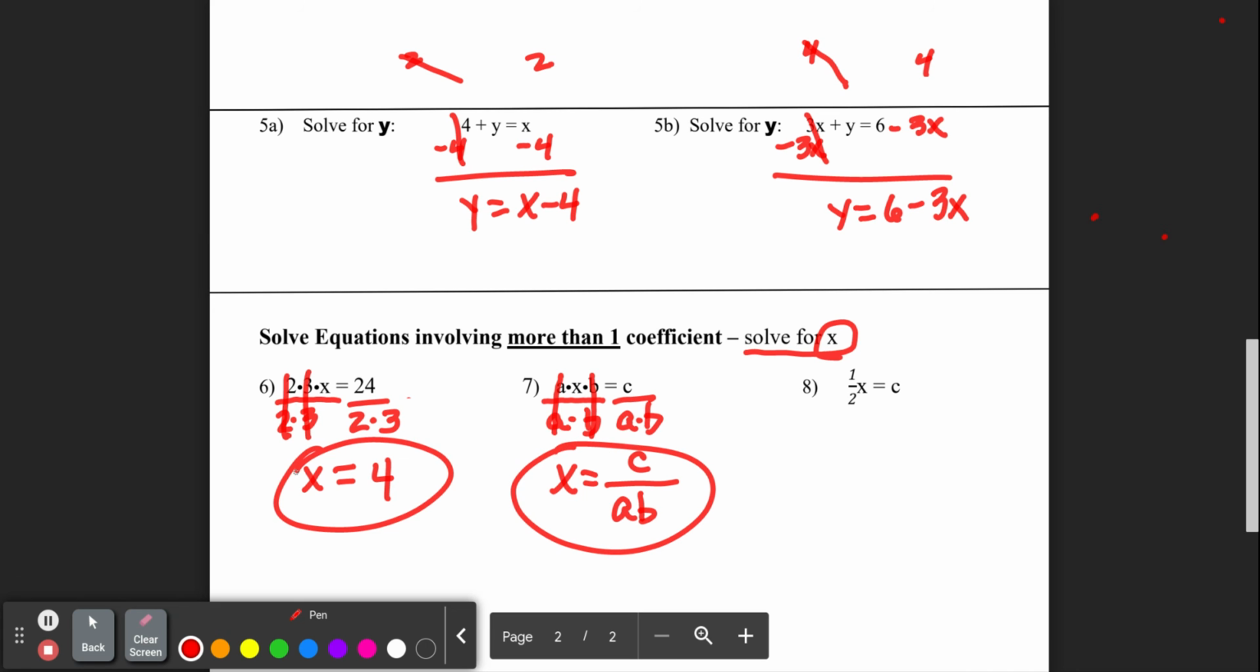And then let's look at number 8. So if I want to solve for x, I'm going to multiply by 2 so that the denominator will cancel out. Whatever I do to one side, I need to do to the other. And 1 times x is just x. C times 2 is going to be, I'm going to put my coefficient first, so it'll be 2c. And that's dealing with literal equations.